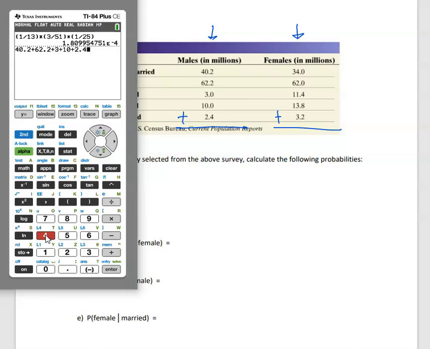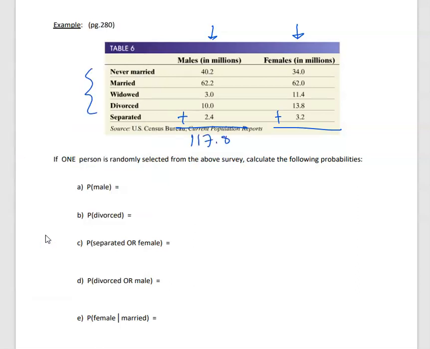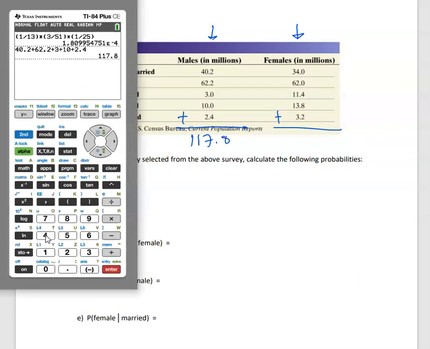I'm double checking if those are the correct numbers, and that's 117.8. So they surveyed a lot of people. This must almost be the whole United States. It's amazing. So this, of course, came from the Census Bureau. So this is something from a census, and this would be all of the adults.